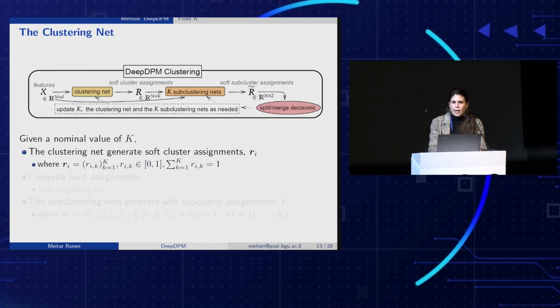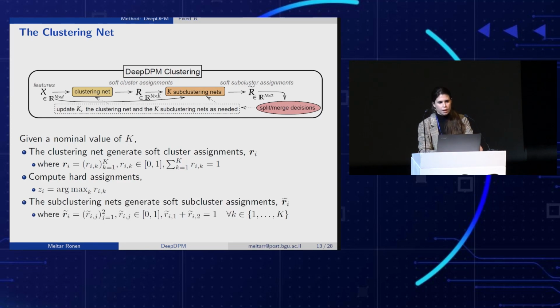Okay, so I'll explain a bit how the network works under a fixed K, how we actually perform the clustering, and later I'll explain how we perform the splits. So given a nominal value for K, which can be initialized randomly, we assume that there is some kind of unsupervised backbone, so we work on the feature space. Given these features, we feed them to the clustering net, which generates soft cluster assignments. You can think about it like a classification net. Then we compute hard assignments, so each data point is assigned to the most probable cluster. Then each cluster has its own subclustering net, which classifies all the points that were assigned to that cluster into two subclusters. So when the feedforward process ends, we have soft cluster assignments and two subcluster assignments.